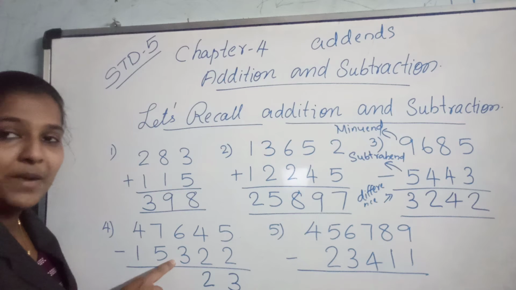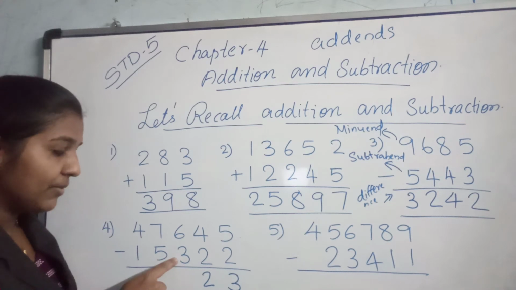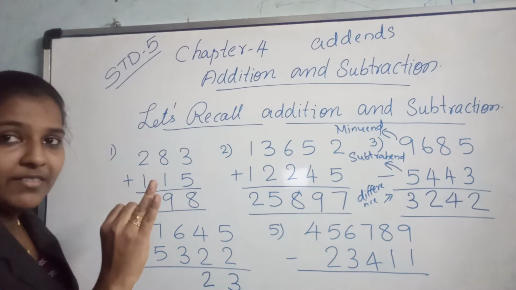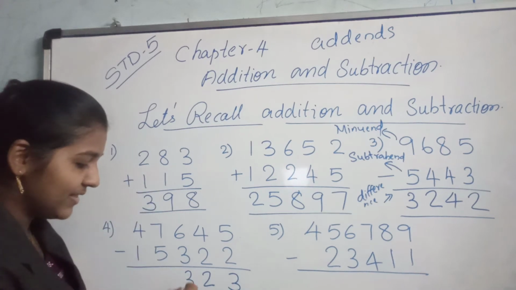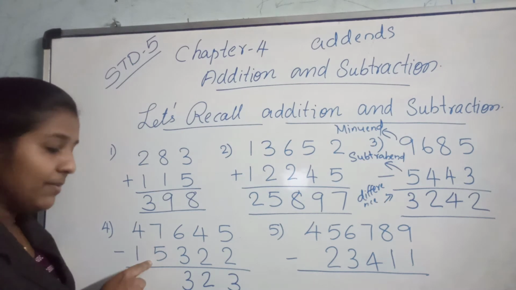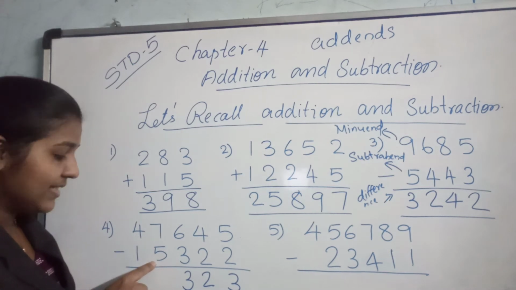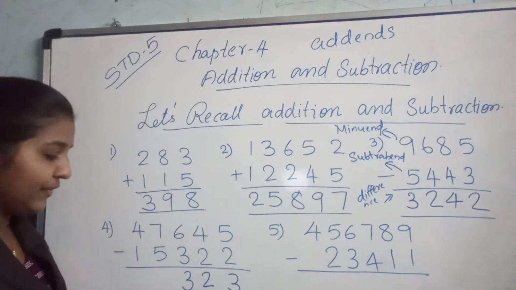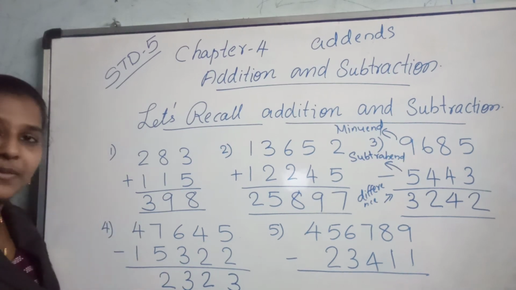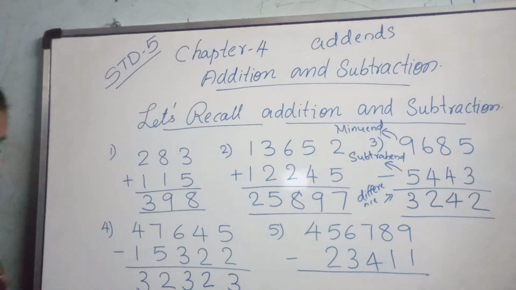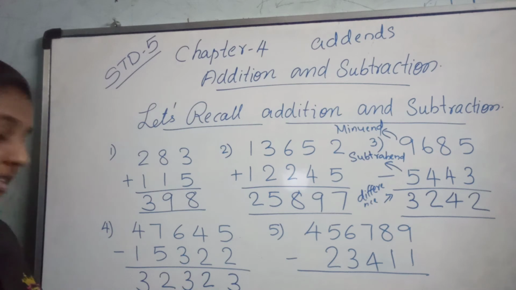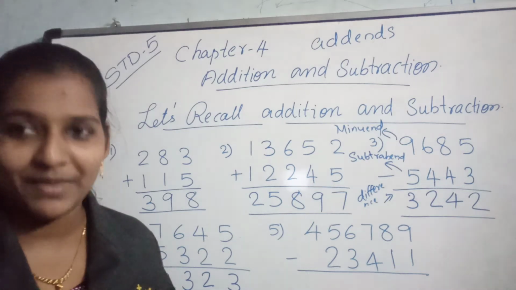Next is 6 minus 3. Okay, so start from 3, count up to 6. That is 3, 4, 5, 6. That is 3. 6 minus 3 is 3. Then 7 minus 5. Okay, start from after 5. That is 6, 7. How many fingers open? 2 fingers. Now 4 minus 1. That we know 3. Okay, so we got the answer 32,323 as the difference.